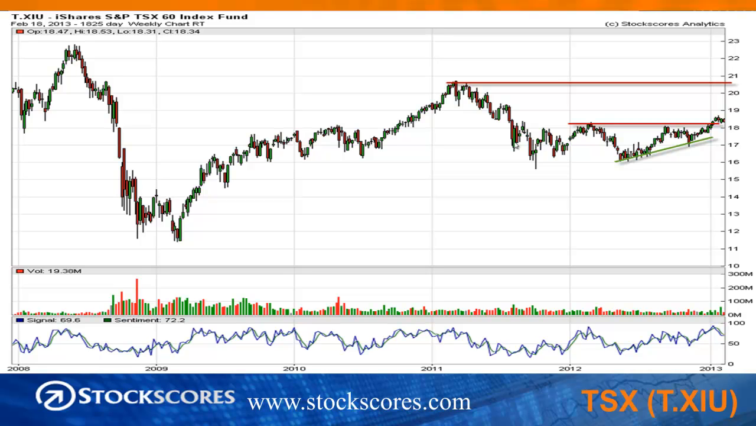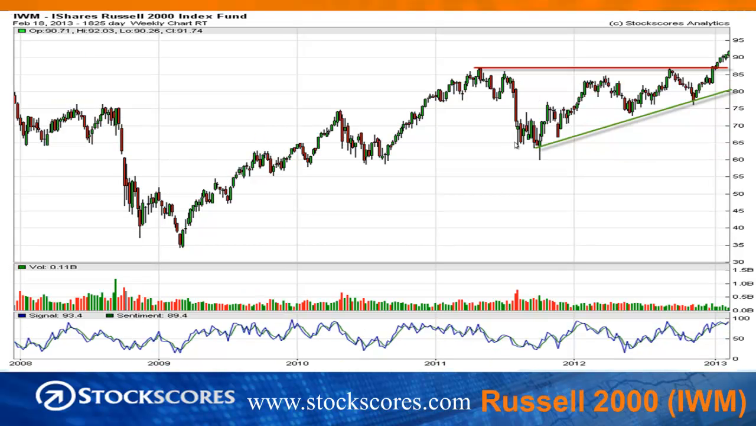TSX has been lagging the US market. It recently broke through some resistance, and it certainly has more upside potential, but the commodity sectors are a drag on the Canadian stock market, and you'll see in a moment the US dollar strength that we saw last week is going to maybe hold up this sector. So the chart here looks pretty good, but I'm a little bit cautious because of the problems in the gold and in the energy sector.